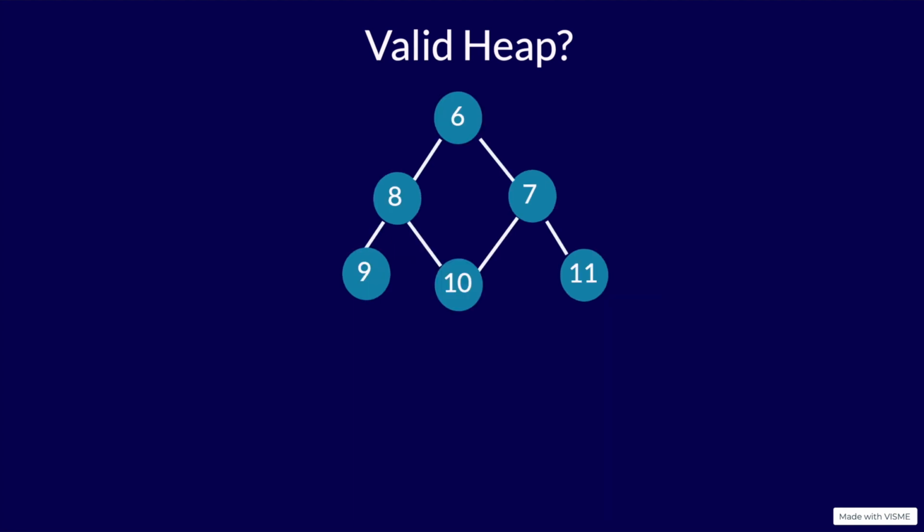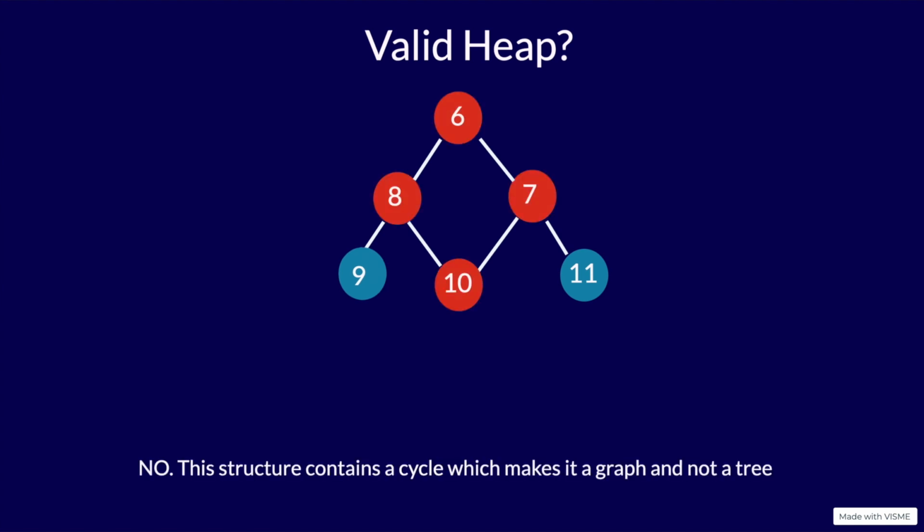So is this a valid heap? Well, no, this is not a valid heap. As a matter of fact, this is not even a tree, right? The structure contains a cycle, which makes it a graph and not a tree. So this is not a valid heap. It has a cycle.